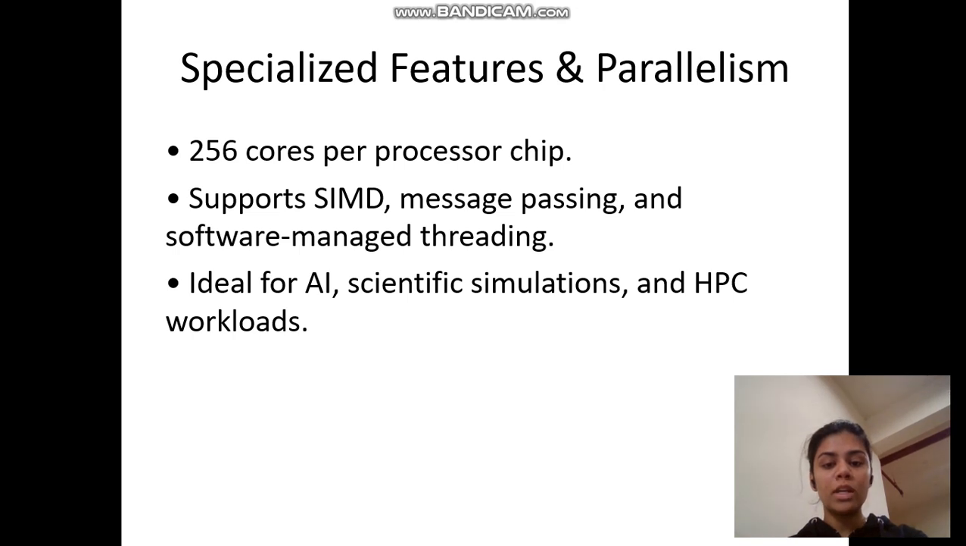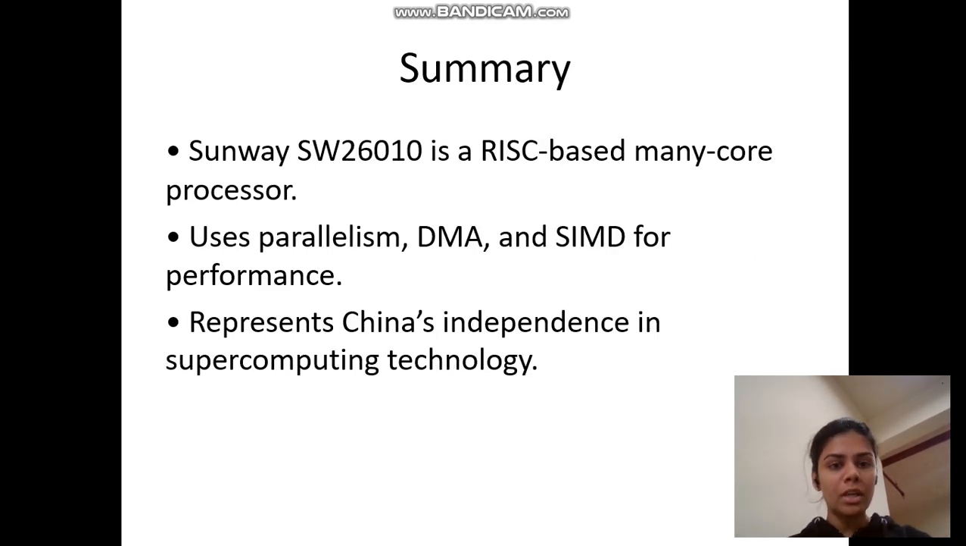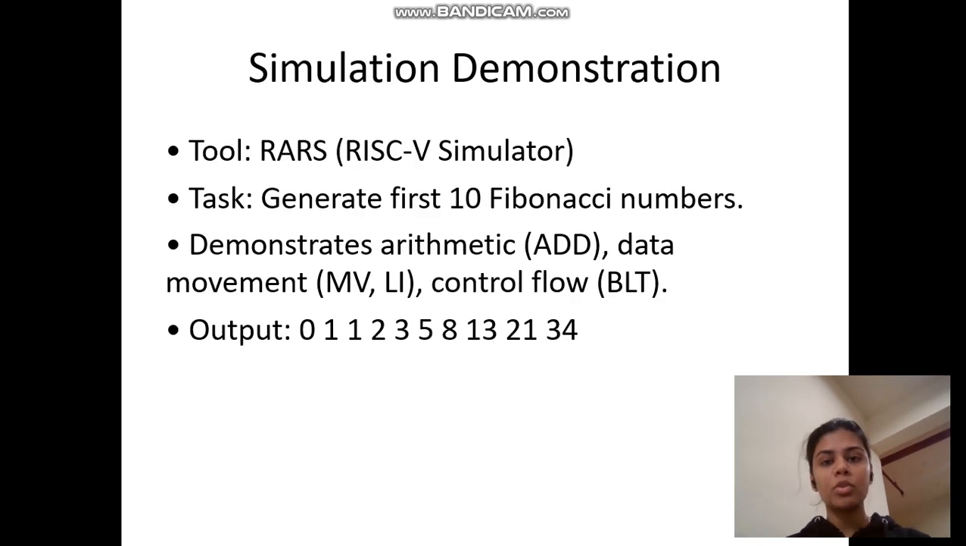So now moving on to the historical significance and comparison. The processor is historically important because it was the first fully Chinese designed processor to power a world-leading supercomputer. Compared to the Intel Xeon or NVIDIA GPUs, it's less general purpose but highly specialized for high performance computing, making it perfect for large scale simulations and research tasks. Now, moving on to my simulation demonstration. This is the summary slide. And moving on to the simulation demonstration.